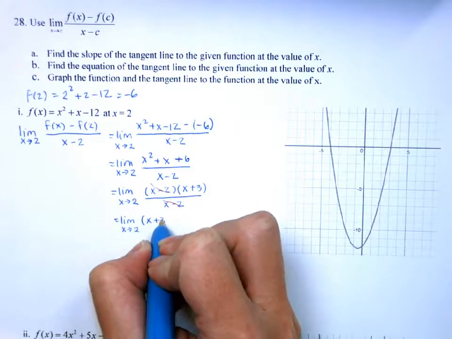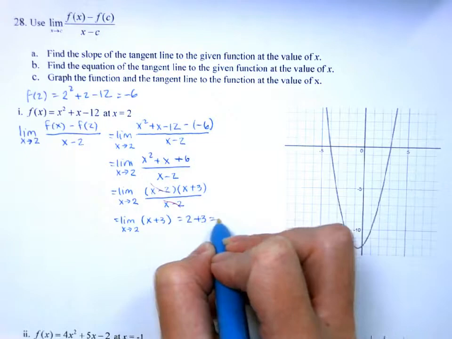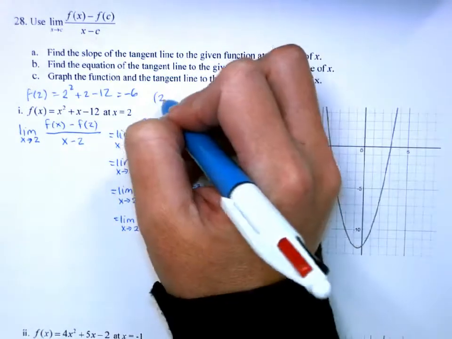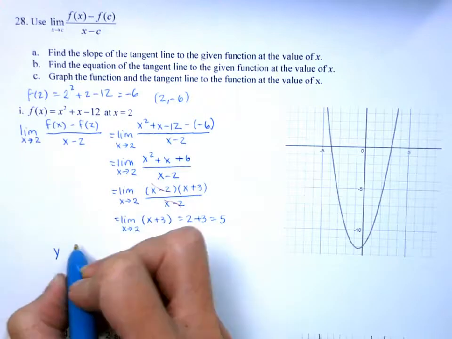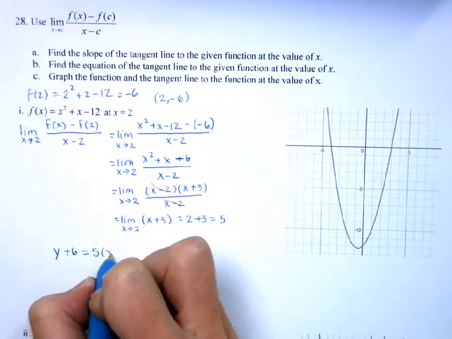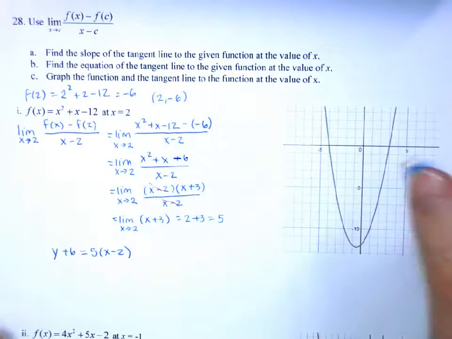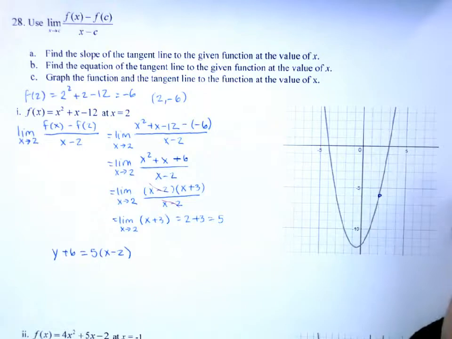Okay, now we have that, we can write the equation of the tangent line. So our point is 2, -6, 5 as our slope. So our tangent line is going to be y plus 6 equals 5 times x minus 2. And you can put that in slope intercept or leave it just like that. To draw the tangent line, we're going to go to our point at 2, -6 on the graph, and we're going to have a slope of 5. So we go up 5 over 1, and then draw our tangent line.